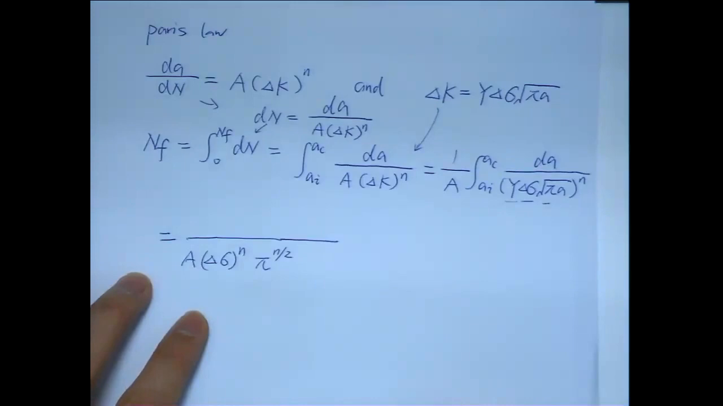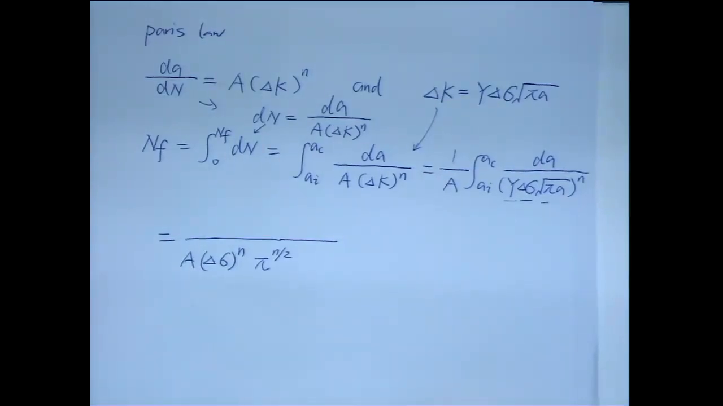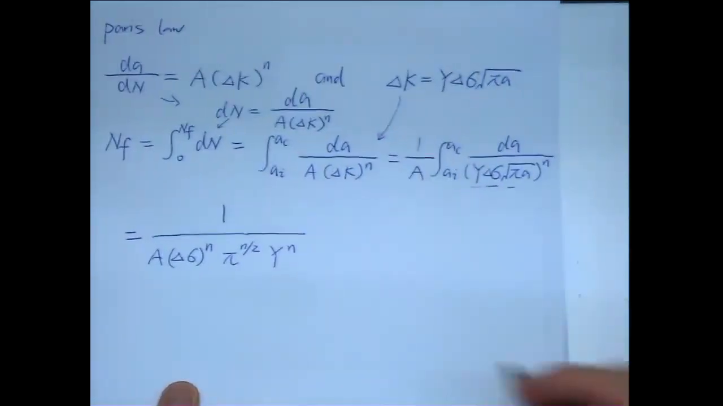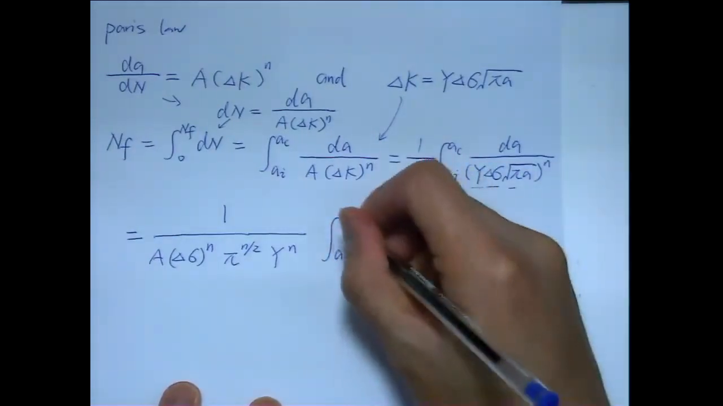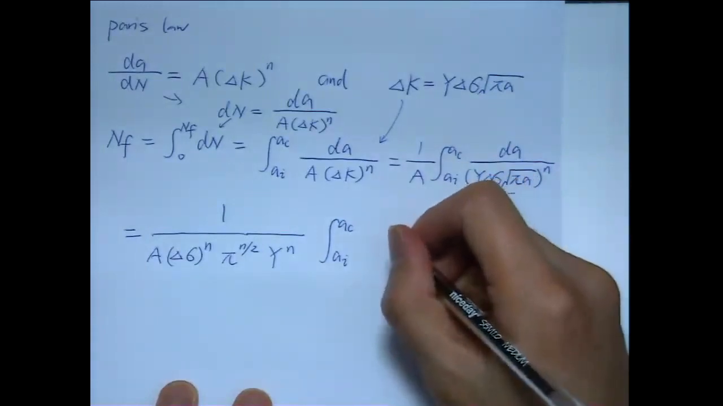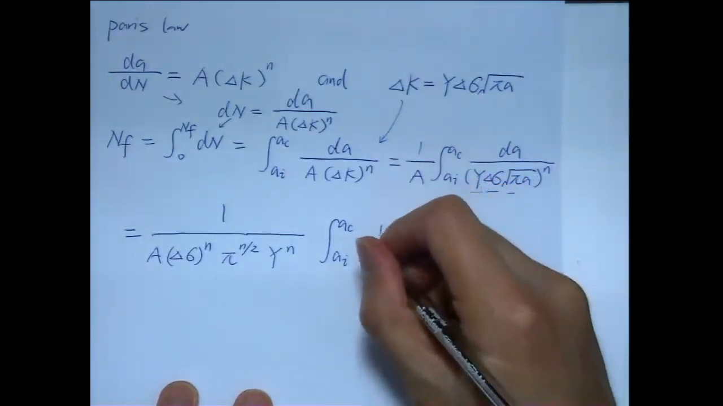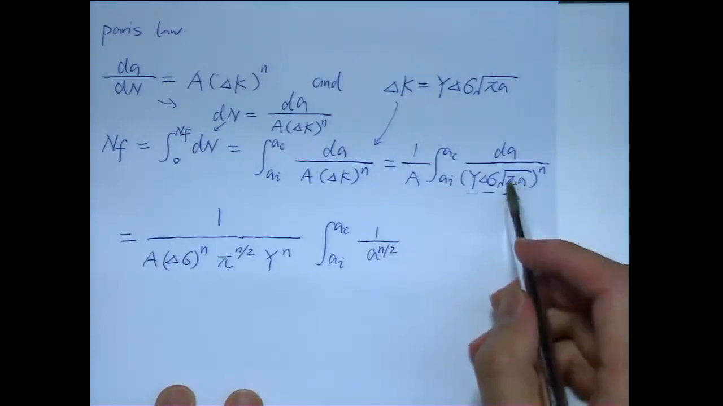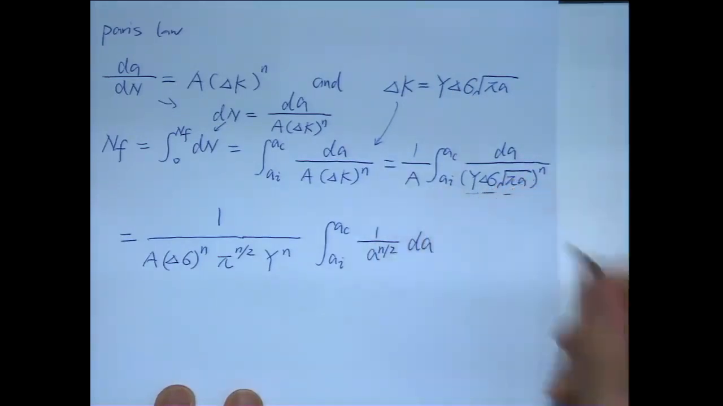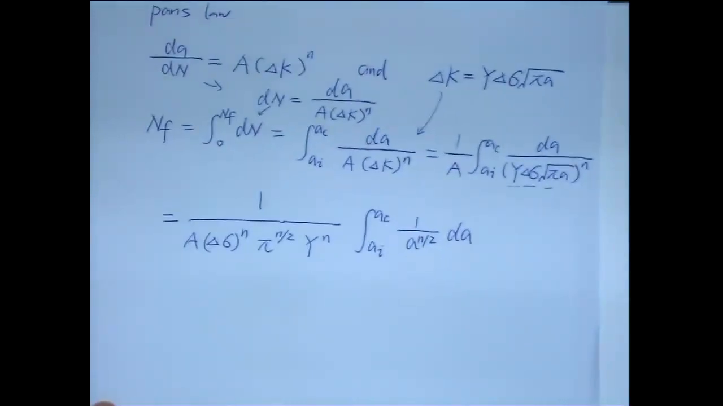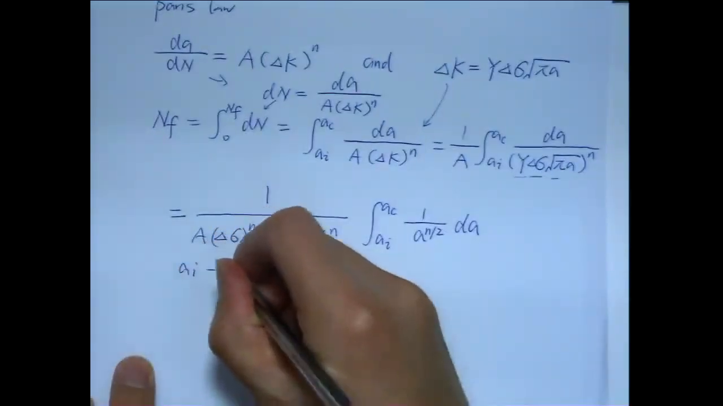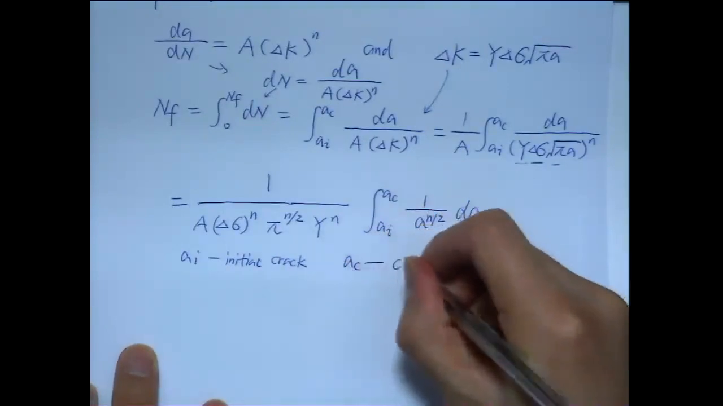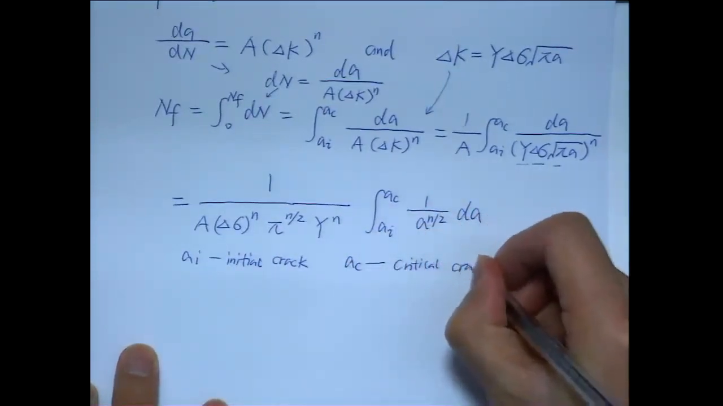Okay? That's right. And there's a Y to the n, you can put it here. And eventually it's simplified as you are doing the integration on the crack length, which you can write here: 1 over A to the n over 2, because there is a square root here. Integration on crack length. Okay? A I is the initial crack length. A C is the critical crack length.